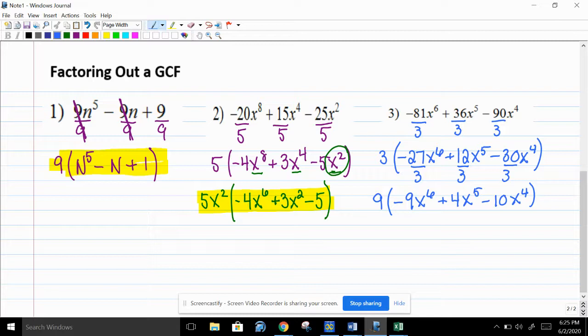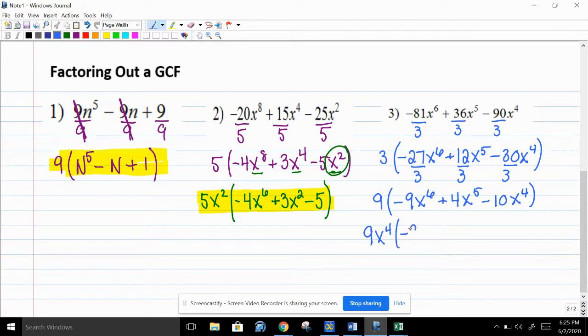Now you look at the variables. Okay, I got an x to the 6th. I got an x to the 5th. I got an x to the 4th. You can only take out what they all have. Okay, we said earlier that's going to be the smallest exponent. So I'm going to take out an x to the 4th here. So that's going to join the 9.